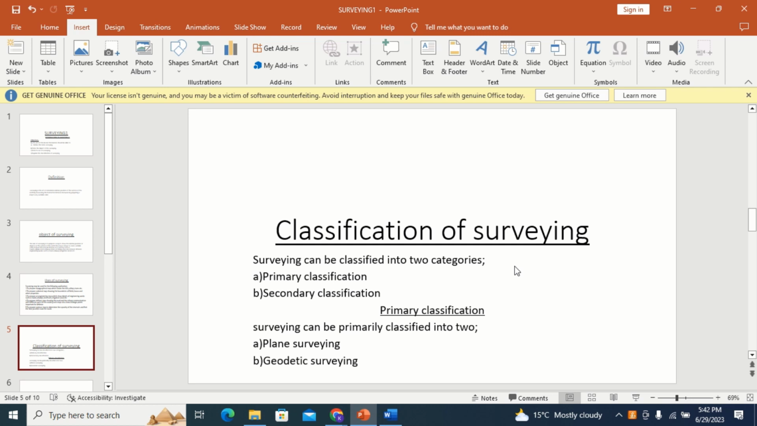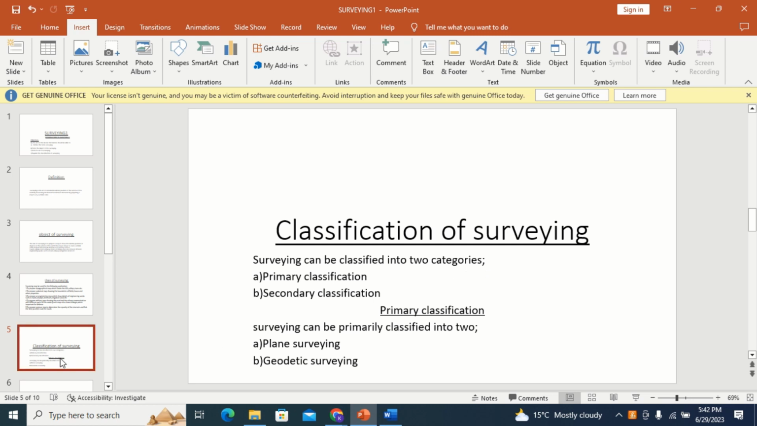We have seen surveying can be classified into two categories: the primary classification and the secondary classification. To begin by looking at the primary classification, surveying can be primarily classified into two, where we have plane surveying and geodetic surveying.